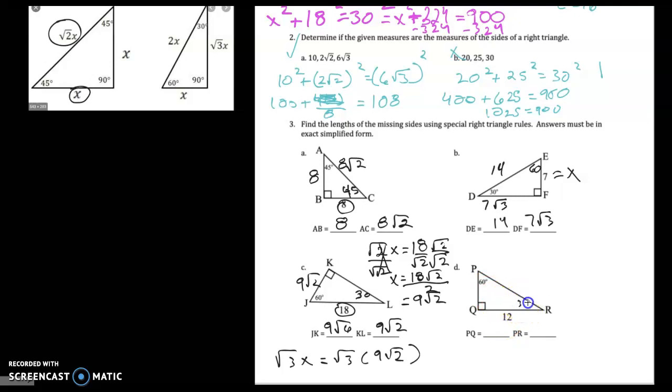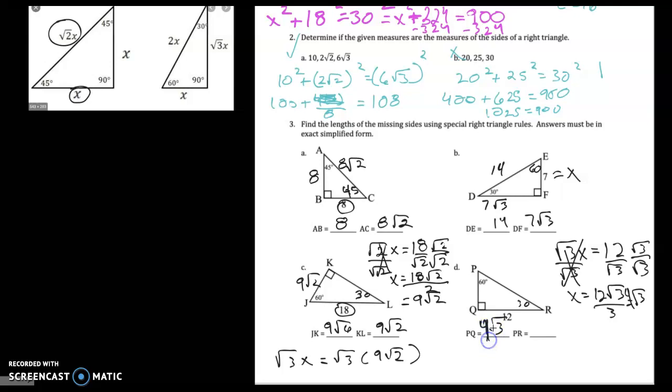This is also a 60, 90, 30 triangle. We have square root of 3 times x is going to be equal to 12, right? Because that is our longer side. And then we solve for x. Rationalize. You're going to get x equals 12 square root of 3 over 3, which is 4 square root of 3. So that's x. So that would be 4 square root of 3.